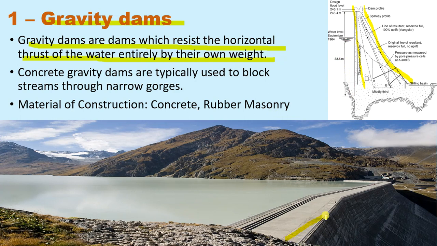And here in the image, you can see how that dam is constructed, resembling this structure here. Concrete gravity dams are typically used to block streams through narrow gorges, as their depth means the width is not too high, and accordingly this dam has been constructed and water is controlled. Material of construction is concrete, rubber, masonry.